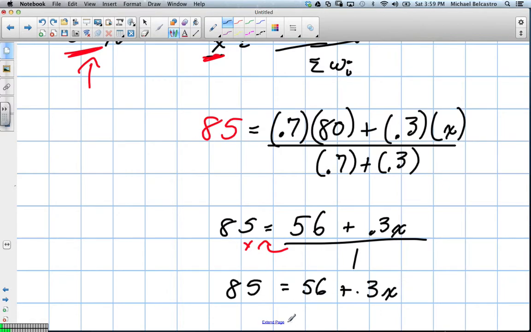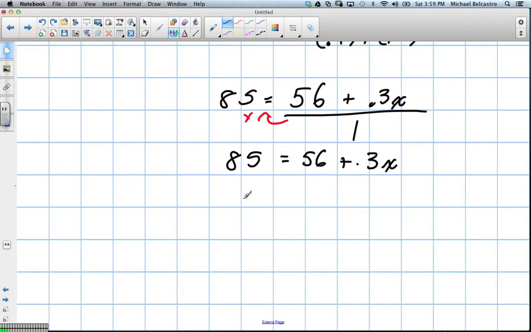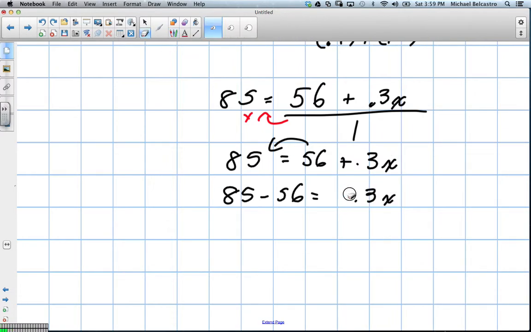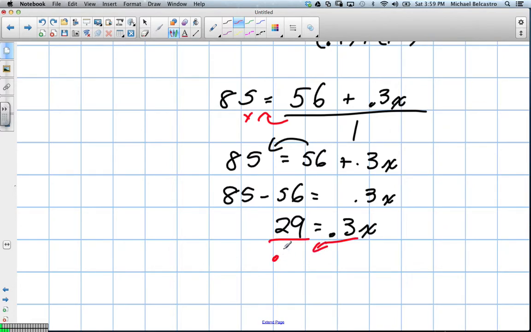Now, x is our goal. We have to isolate x, our mark. Well, this goes back to simple algebra. We bring 56 to the other side. It's 85 minus 56 equals positive 0.3x. What's 85 minus 56? 29. So 29 is equal to 0.3x. And we need to get x by itself, which means we need to move the 0.3 over. So we divide by 0.3.